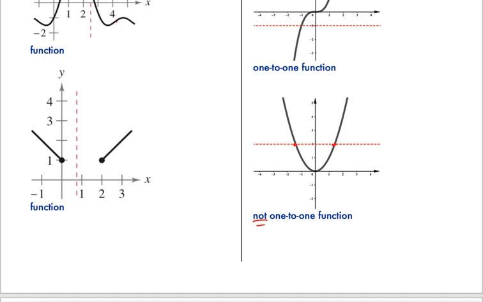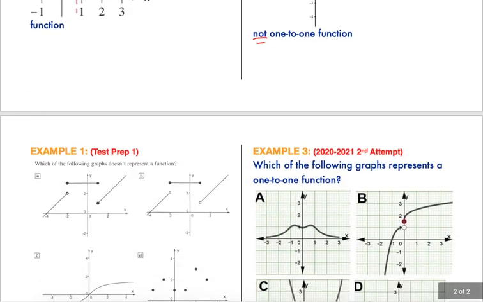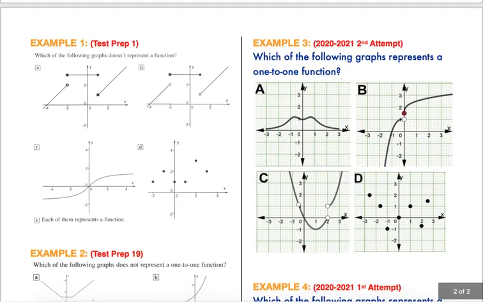Let's take a look at some examples. If you know the rules, you can solve questions easily. Test prep 1. Which of the following graphs doesn't represent a function? So in order to figure out which one is a function, we use the vertical line test.